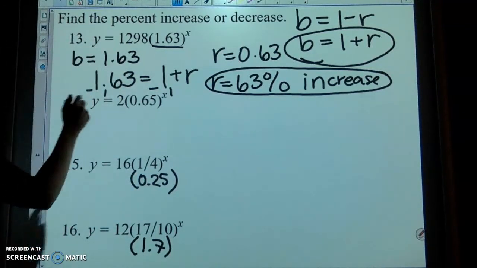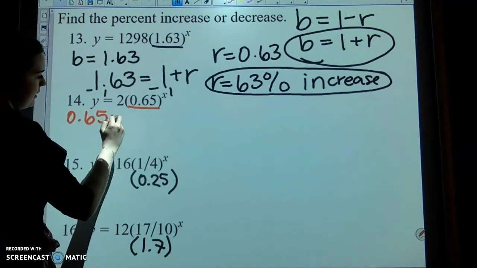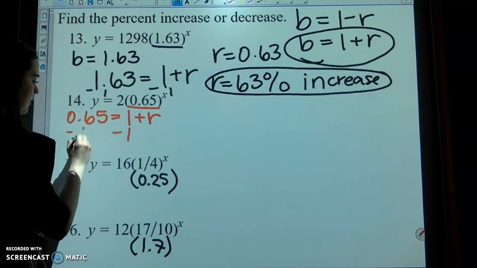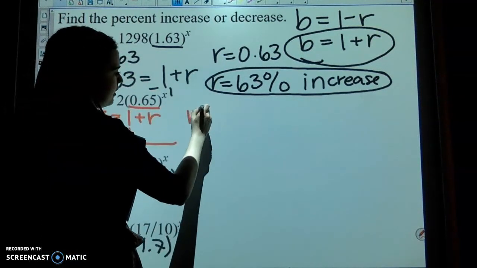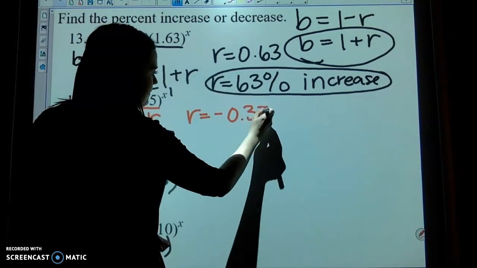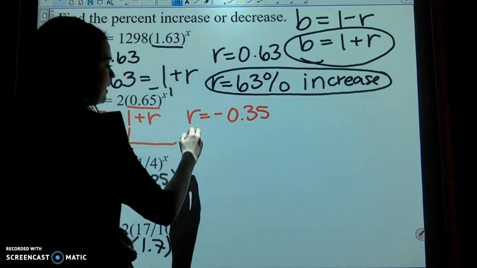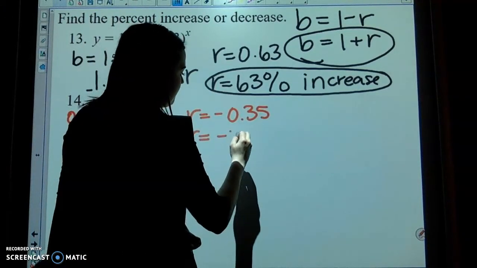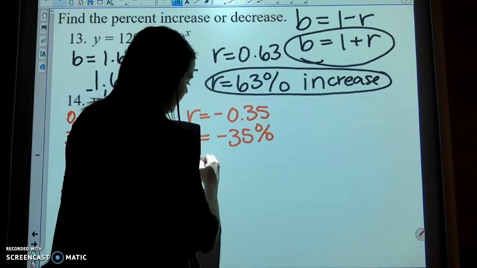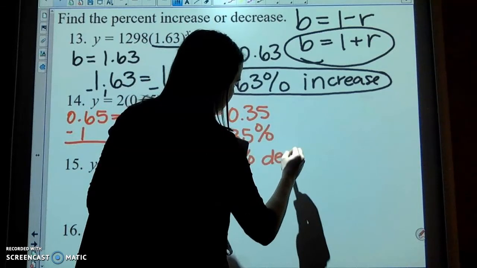So let's look at this one. Our b is 0.65. So we have 0.65 is equal to 1 plus r. So we subtract 1, we get r is equal to negative 0.35, which then we take that times 100. So we get r is equal to negative 35%, or in other words, a 35% decrease.